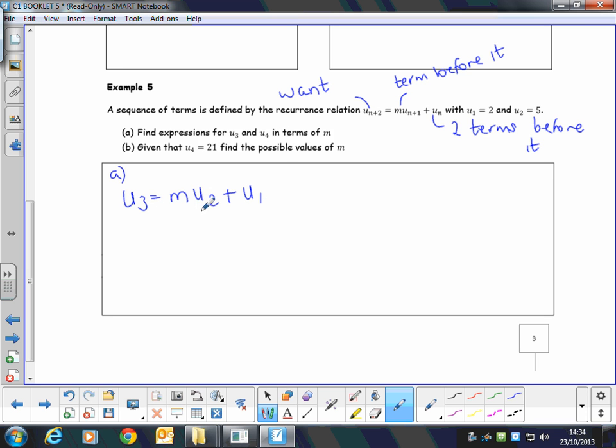Now we know what U2 is, and we know what U1 is, so we can put them in. So we know that U2 is equal to 5, so M times 5, we're going to get 5M. And we know that U1 is 2, so we're going to add on 2.